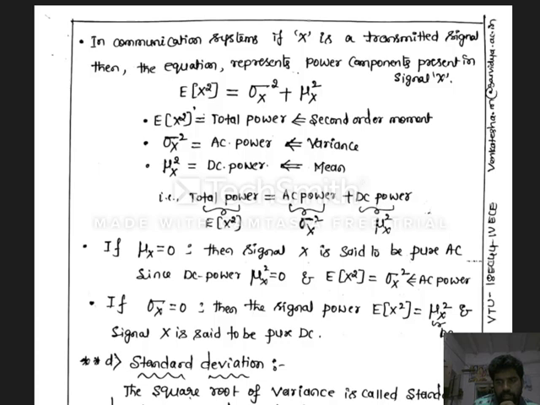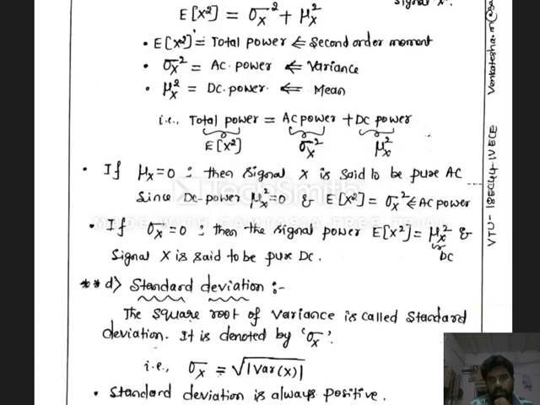Now, some of the observations are: suppose the mean of the random variable is 0, so mu x square is 0, then we get the second order moment equal to sigma x square. That means the total power is the same as the AC power because the DC content is 0. Next, suppose the variance is 0, that means the AC content is 0, then the signal power E of x square equals mu x square. So it is a pure DC signal.